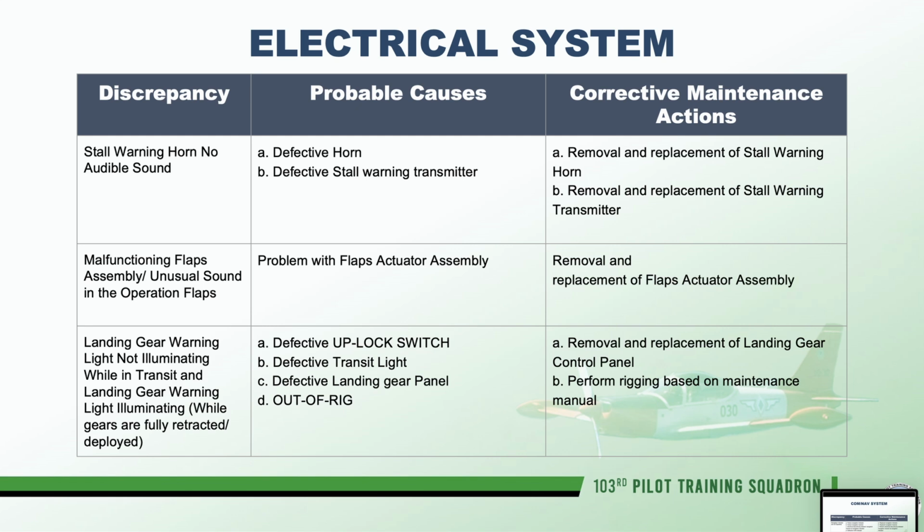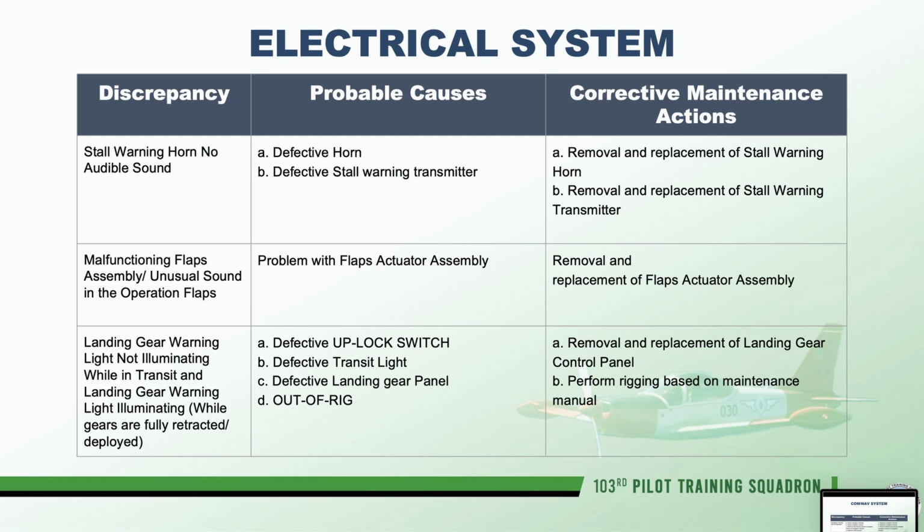For a landing gear warning light that is not illuminating, or is illuminated when the gear is fully retracted or deployed: control panel replacement. Start by replacing the landing gear control panel. Rigging and switch verification. Perform rigging per the maintenance manual and verify the switch operation. Block switch and transit light inspection. Check for defective uplock switches or faulty transit lights.